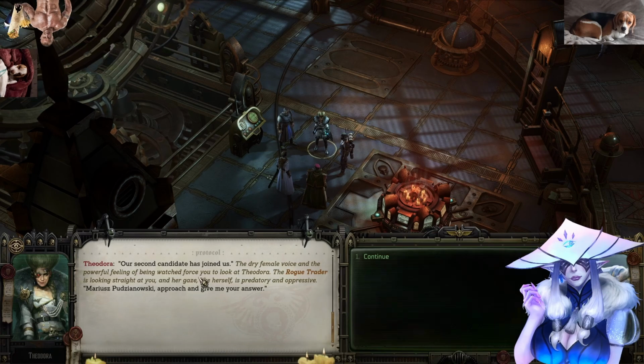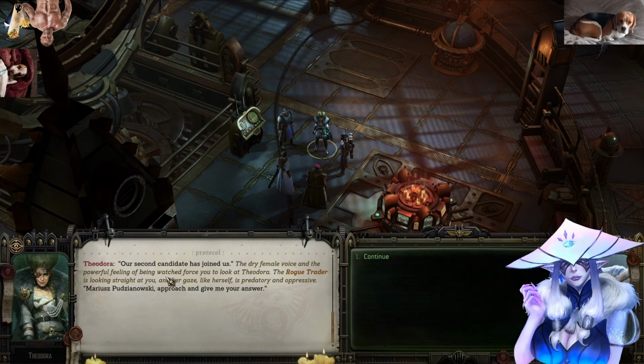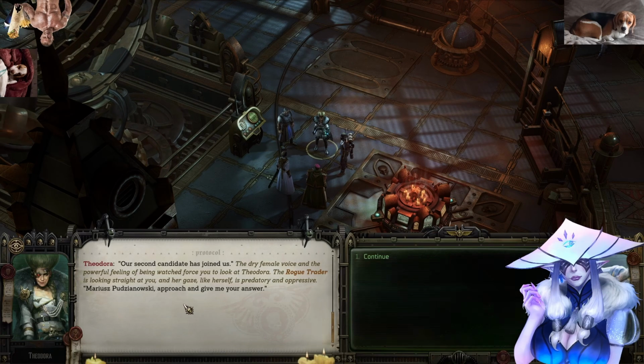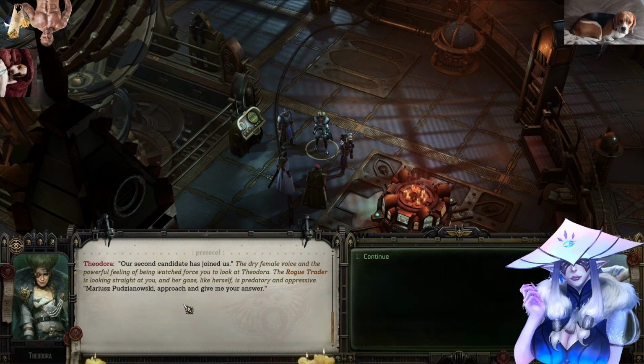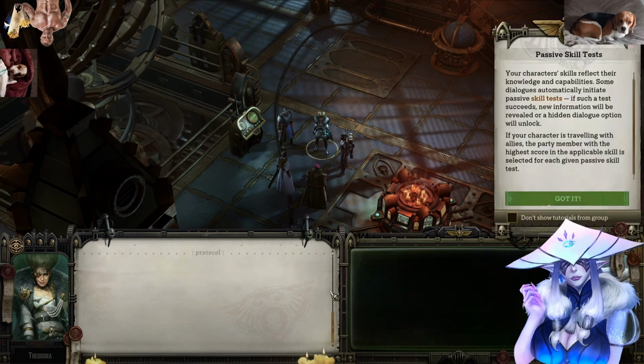The dry female voice and the powerful feeling of being watched force you to look at Theodora. The rogue trader is looking straight at you, and her gaze, like herself, is predatory and oppressive.